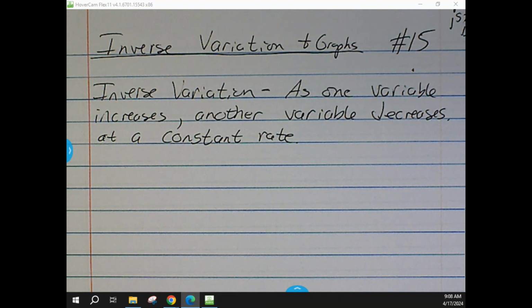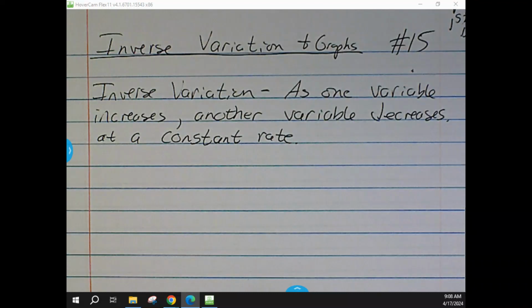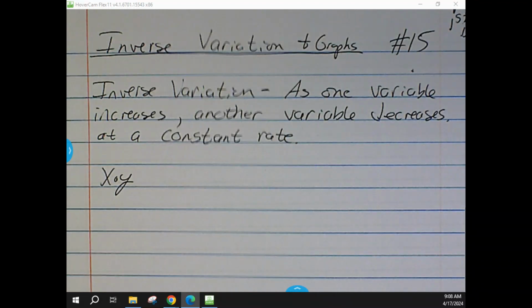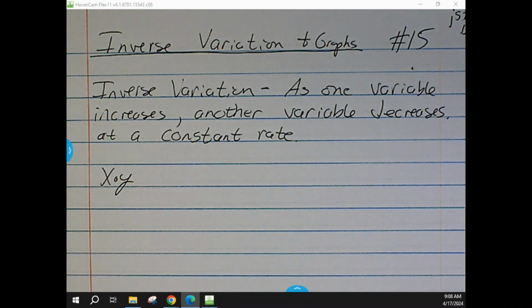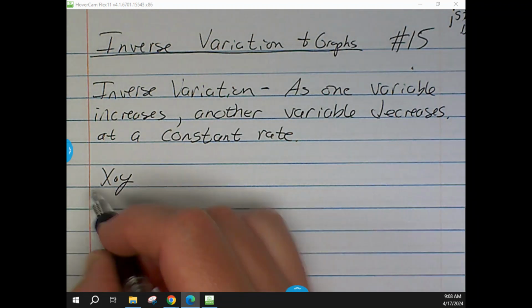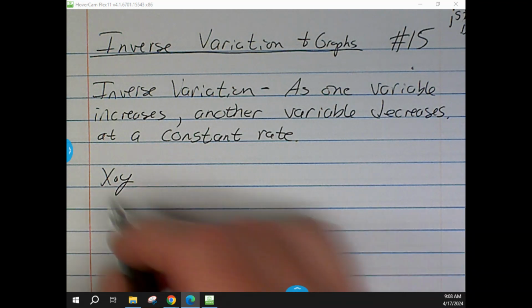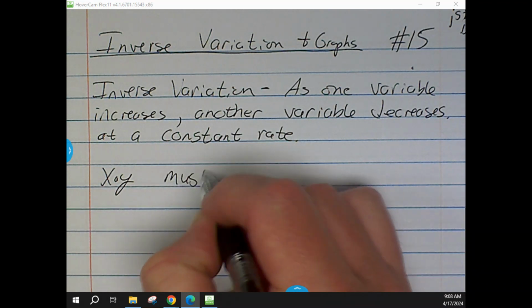So for this one, as we're going through these with a constant rate, we're talking about two variables, so we've got X and Y. As we move through the X and the Y, when you do X times Y for all your ordered pairs, because again we're going to graph these, the X times Y value basically must be the same.